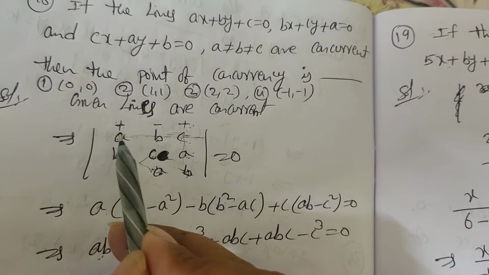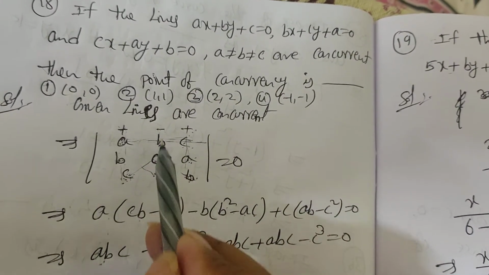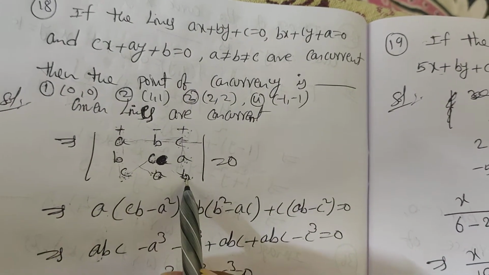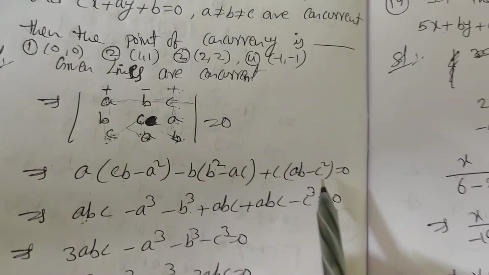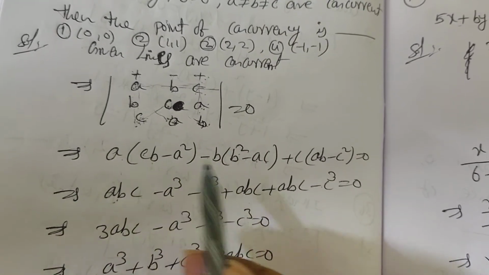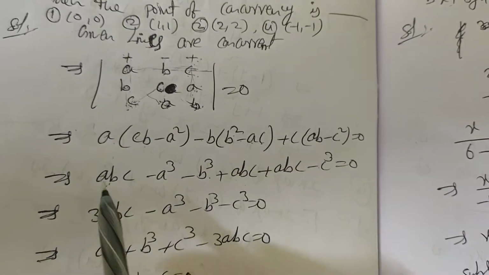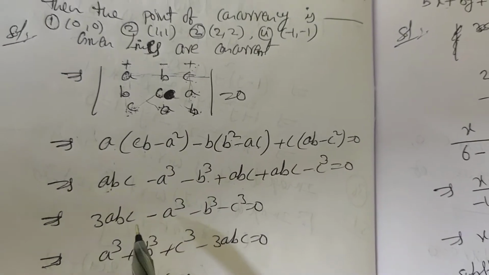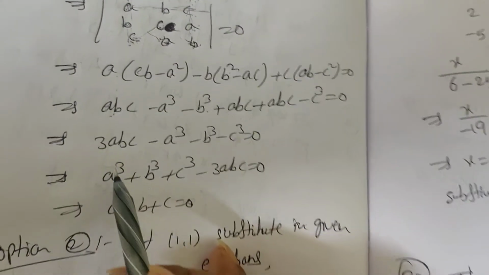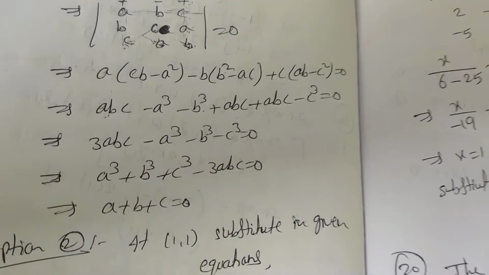Once again, a into, leave the row and column passing through a, cross multiplication cb minus a square, minus b into, leave the row and column passing through b, b square minus ac, plus c into, leave the row and column passing through c, ab minus c square, is equal to 0. The expansion gives abc minus a cube, minus b cube, plus abc, minus c cube is equal to 0. Here abc terms are 3, so 3abc minus a cube minus b cube minus c cube is equal to 0. If you take minus common and transpose, you have a cube plus b cube plus c cube minus 3abc is equal to 0.